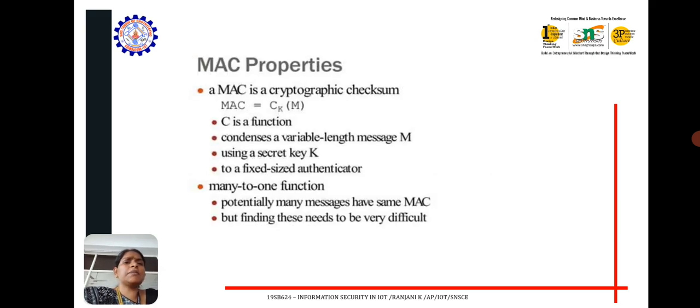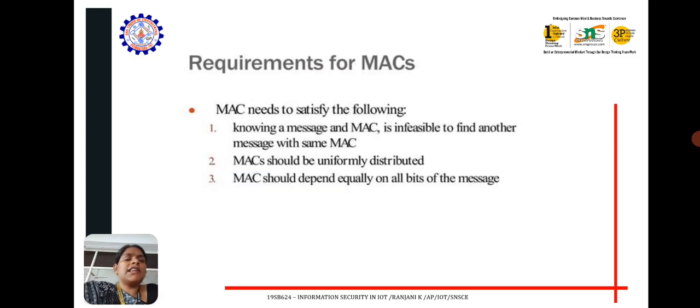Next, let us see about the MAC properties. These are the properties of a cryptographic checksum, where MAC equals C(K, M). C is a function which maps a variable length message M and secret key K to a fixed size authenticator, and is a many to one function. So potentially many messages have the same MAC, but finding them needs to be very difficult.